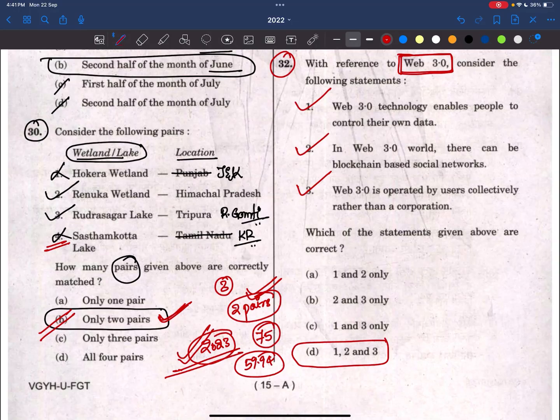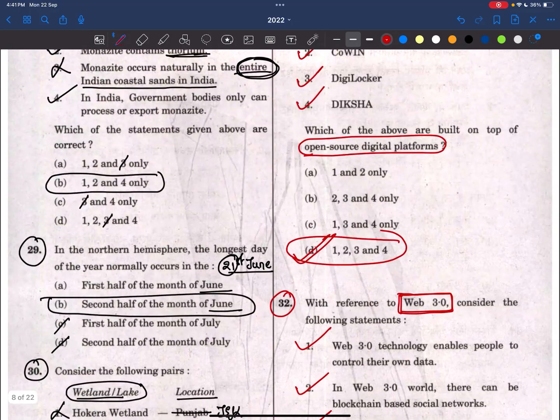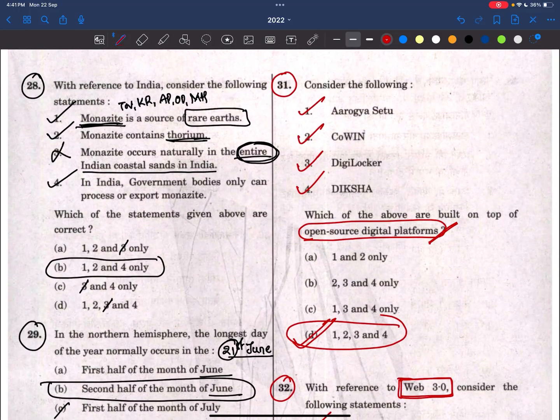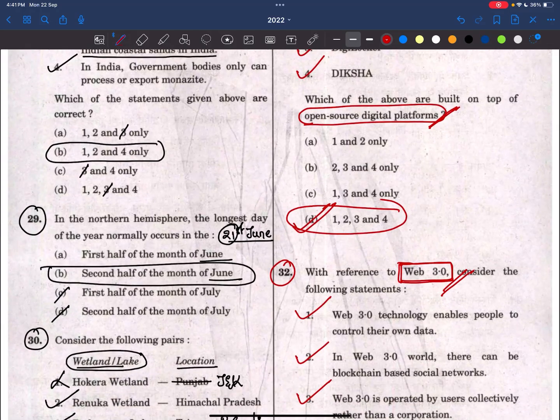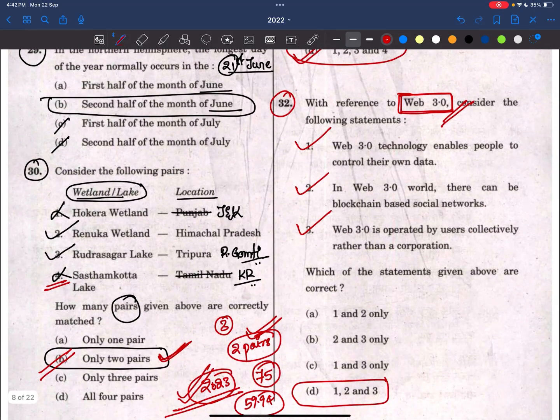This is also a very simple question only. Now what we have to do? See, all these things, right? Open source, digital platforms, Web 3.0. The definitions of these things are given in a PDF, and that PDF was shared by Triple C.